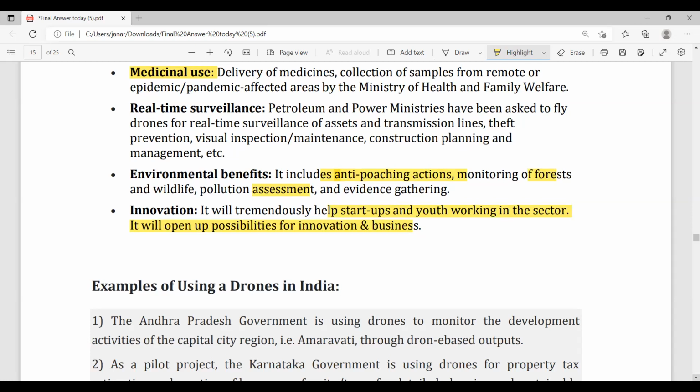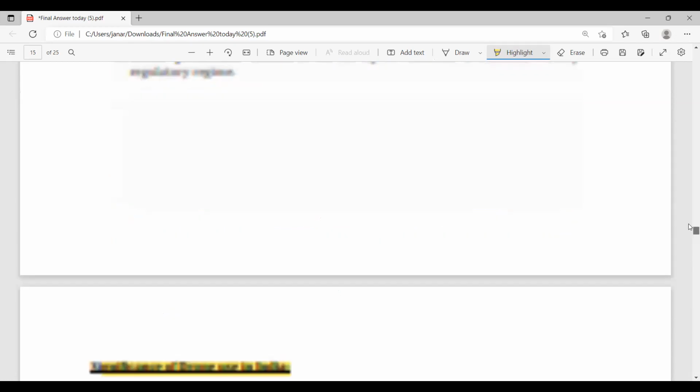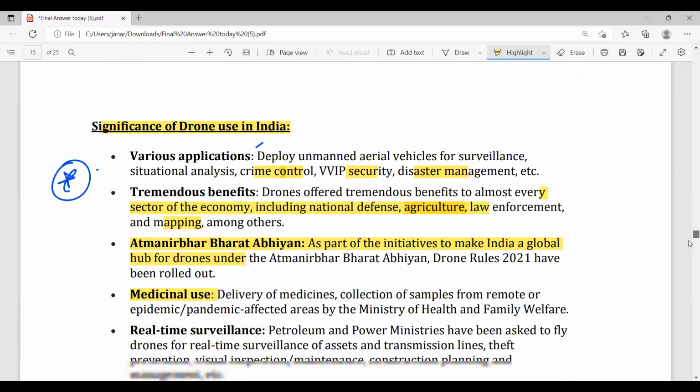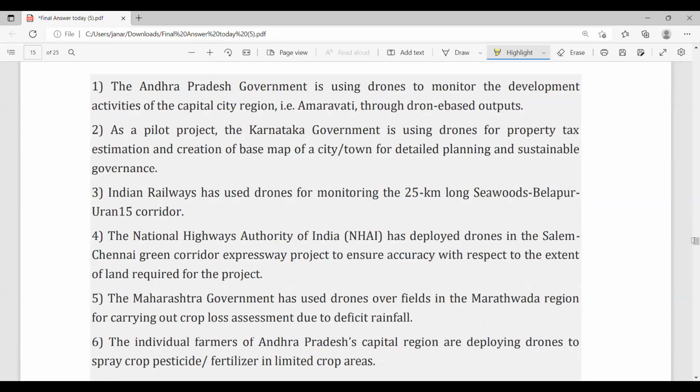So many examples are listed out. We'll share this document. Many examples are listed out here, like the Andhra Pradesh government. See, write the examples. Don't write only to one or two states. Don't write only AP, Telangana, or Maharashtra, one or two examples.